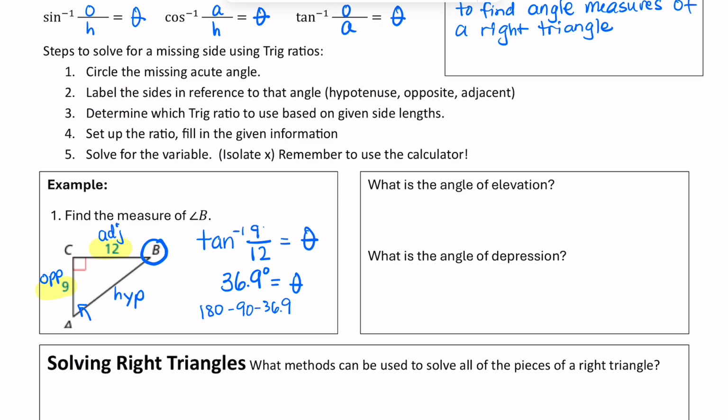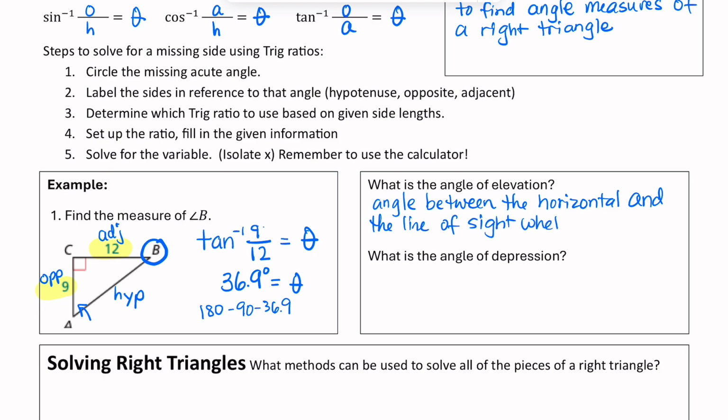So what is an angle of elevation? Remember, the angle of elevation is the angle between the horizontal and the line of sight when looking up. So if you have a little person and they're looking up, that angle of elevation will be right there.